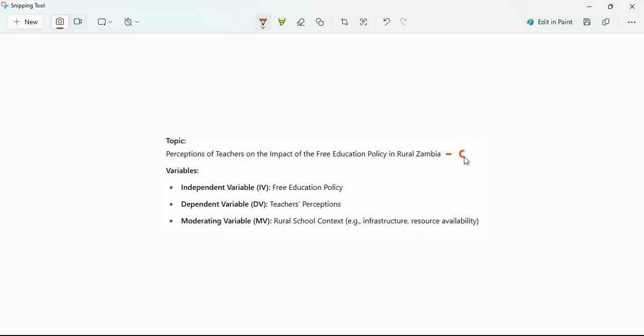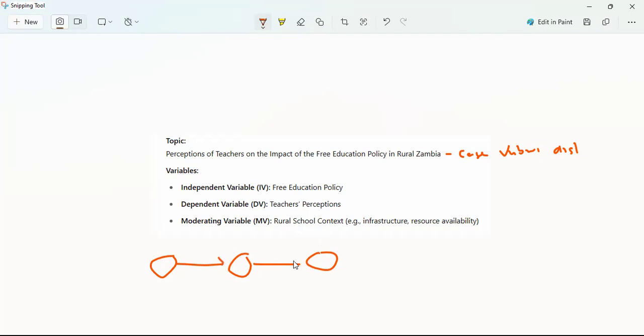So the topic is perceptions of teachers on the impact of free education policy in rural Zambia. You can say case of what? Case of Vugwi district, if you want. So the independent variable is what? Free education. The dependent variable is what? Teachers' perception. Then your moderating variable is what? Infrastructure from the context of the school, or resource availability.